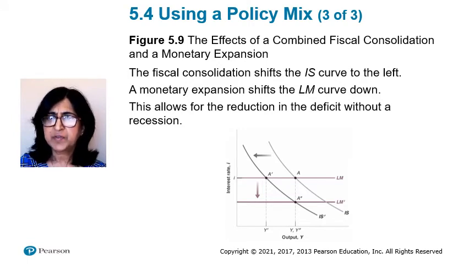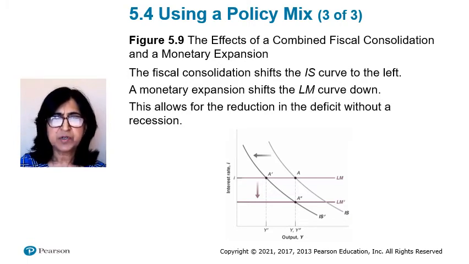However, if the fiscal consolidation is combined with a monetary expansion, it shifts the LM curve down. Economy moves from point A prime to A double prime. Equilibrium output increases to Y double prime, same as the level Y before the fiscal consolidation. This allows for the reduction in the deficit without a recession.